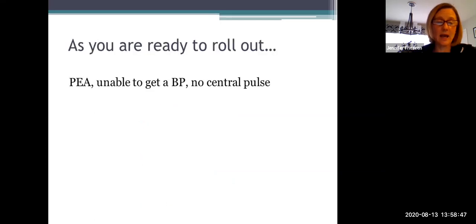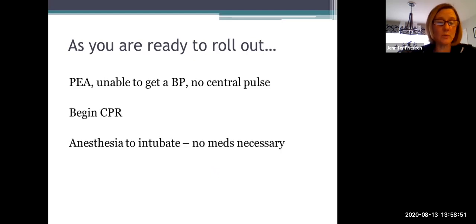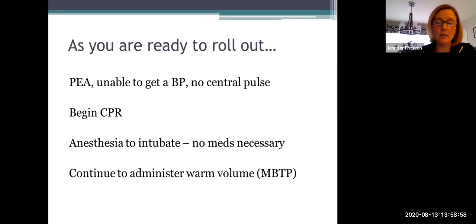This kid goes into PEA. We're unable to get a blood pressure. We have no central pulses. We're going to begin CPR right away. Anesthesia is going to intubate. There's no meds necessary because she's obtunded. And we're going to continue to give warm volume. So continue to go down the packs with a massive blood transfusion.